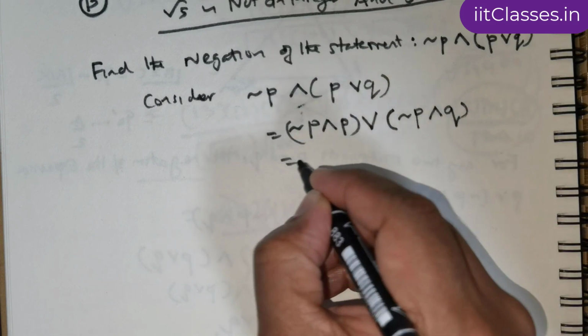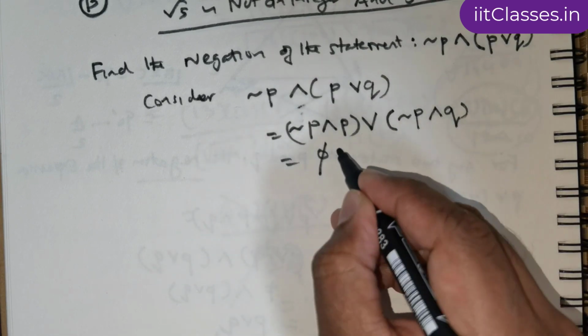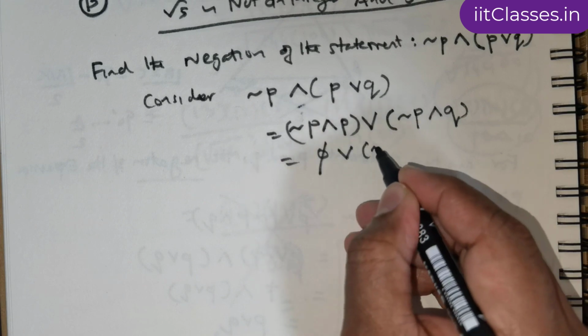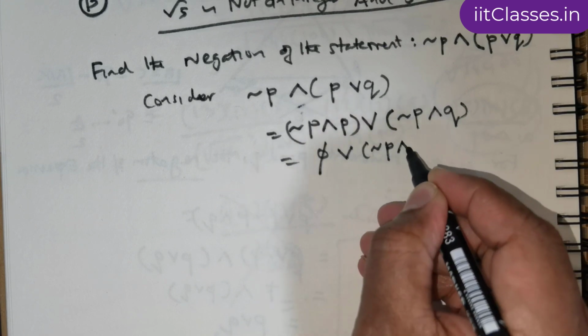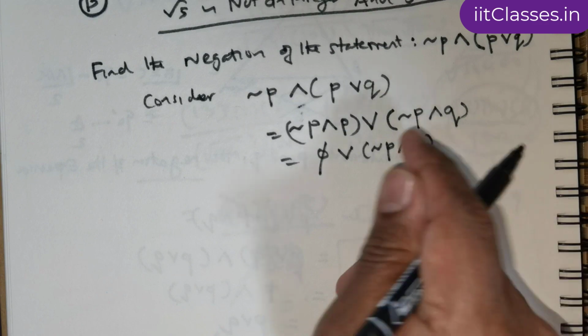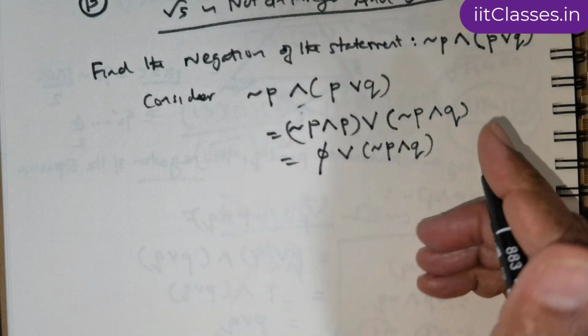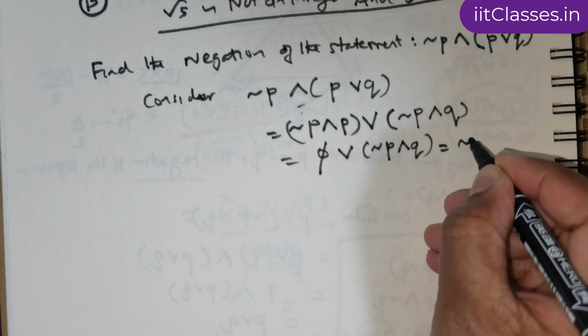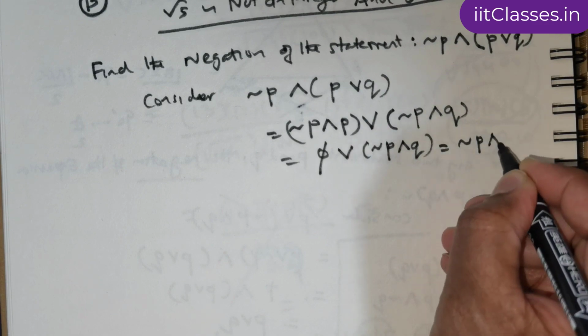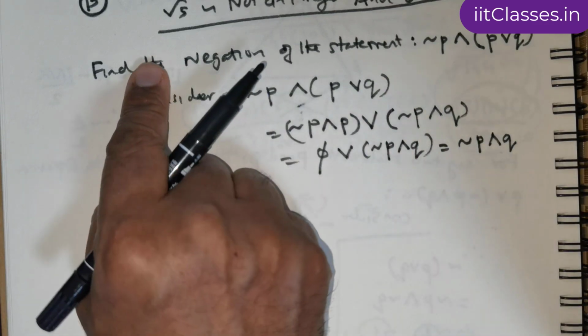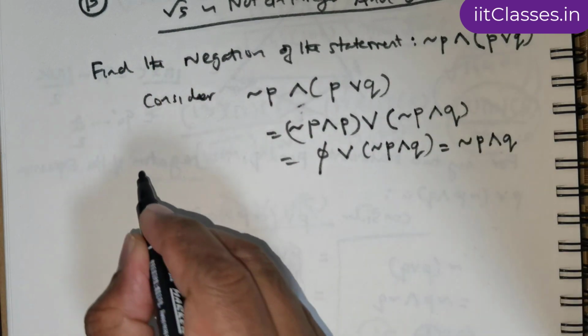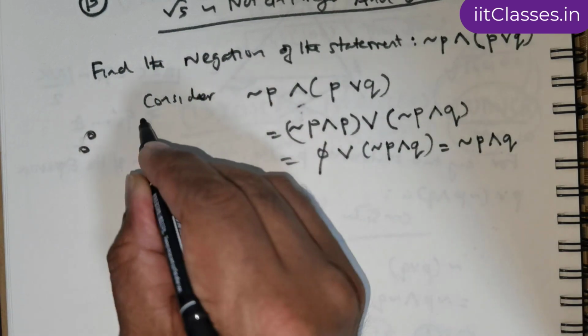What would the outcome be? Clearly it will be empty. And then you are performing a union with negation of P conjunction Q. So union of any set with empty set would give us the same set. So this is going to be negation of P conjunction Q. But we are expected to obtain the negation of the statement. So let me write down the solution here.